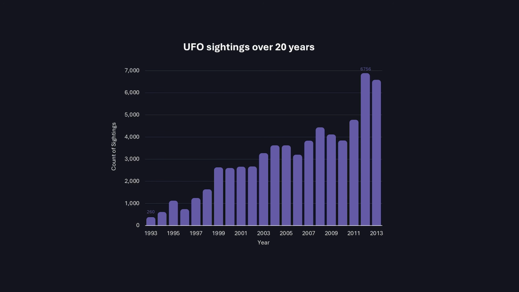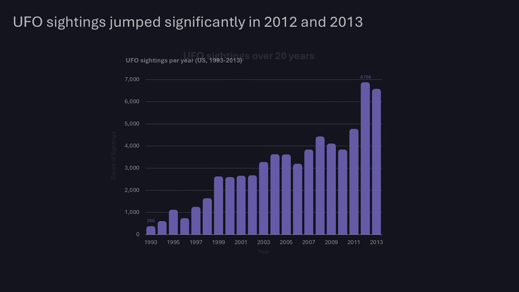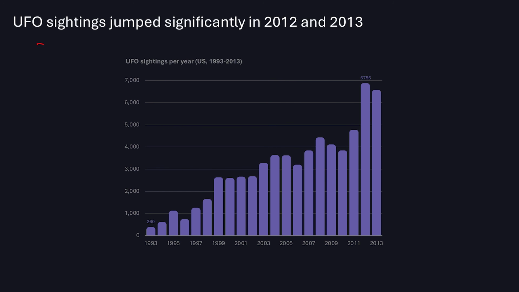So if I were to put a message to this, I could put my title up here: UFO sightings jumped significantly in 2012 and 2013. That's one of many messages we could communicate here. But a column chart is definitely in support of this message because, again, the focus is on individual years. But I think a more interesting story here is actually the overall trend. And to emphasize that, I want to use a line chart.